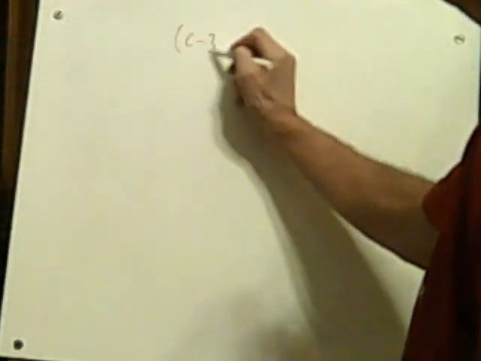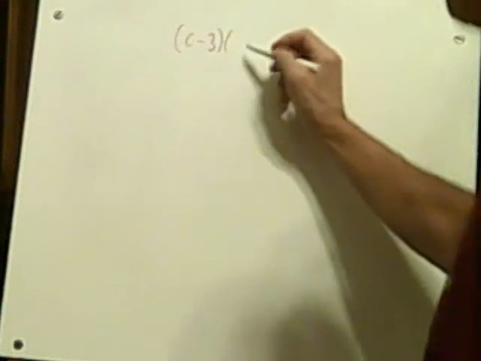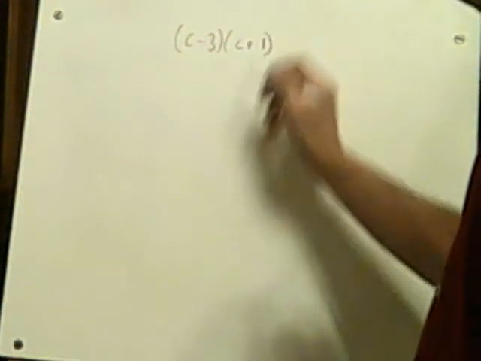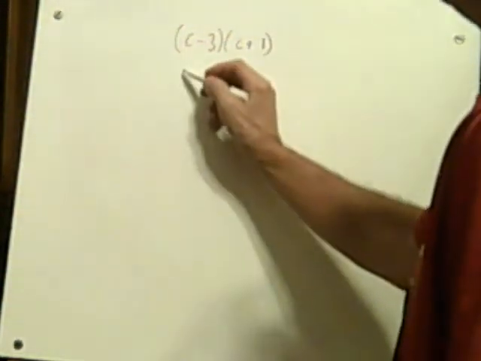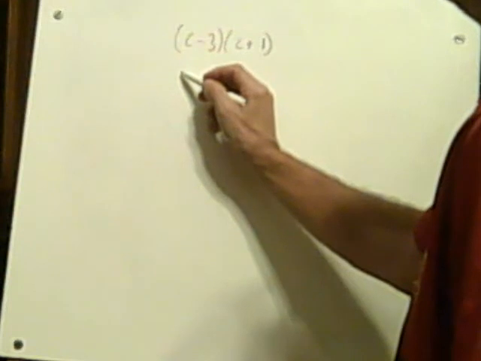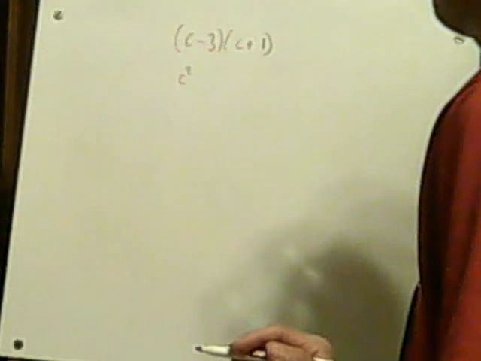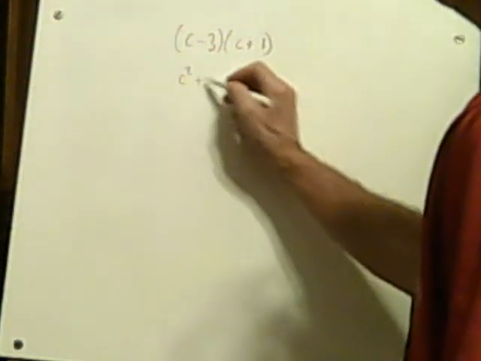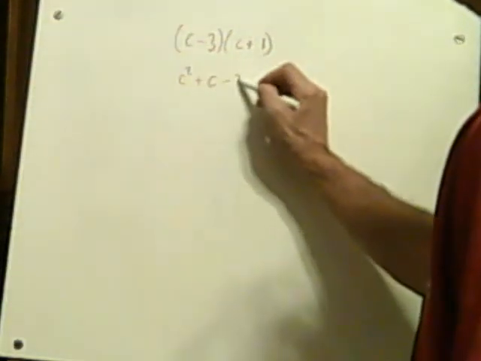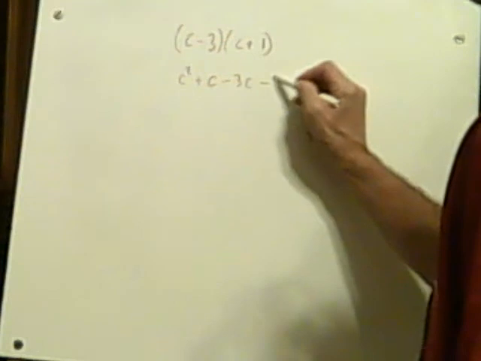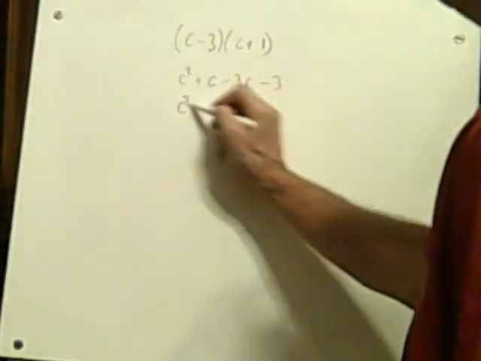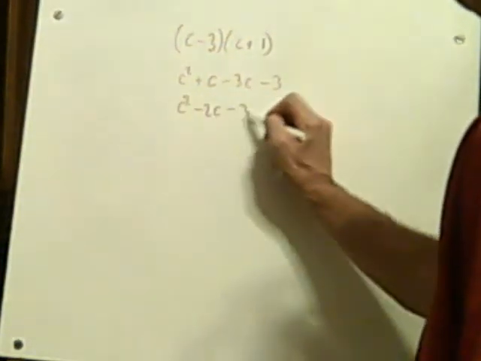C minus 3 times C plus 1. Okay? And I'll use FOIL. I guess I'll use FOIL. C squared. Outer plus C, inner minus 3C, last minus 3. That's C squared minus 2C minus 3.